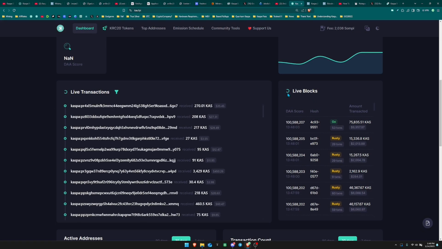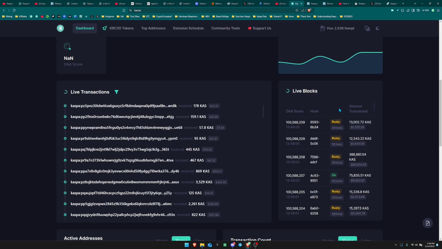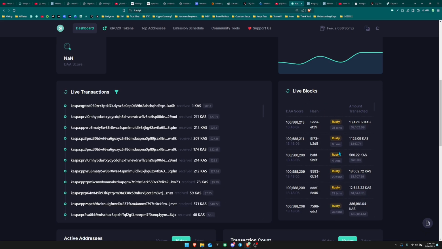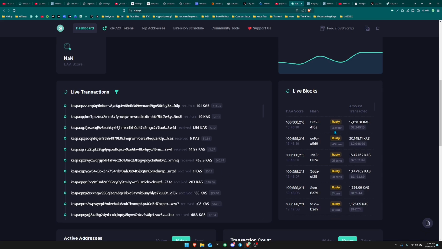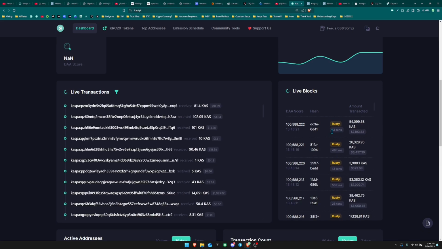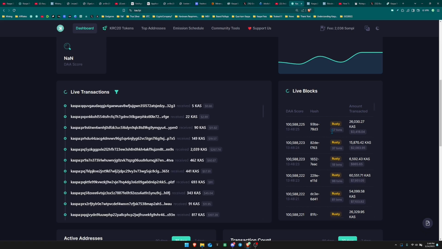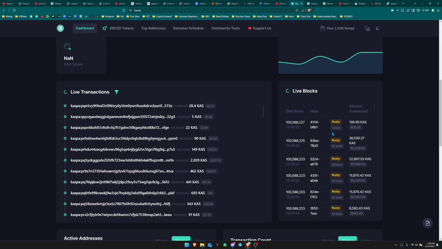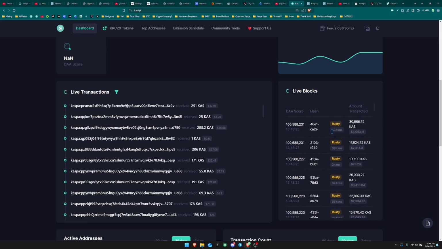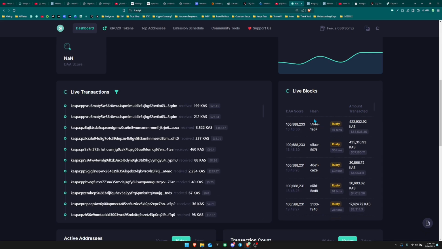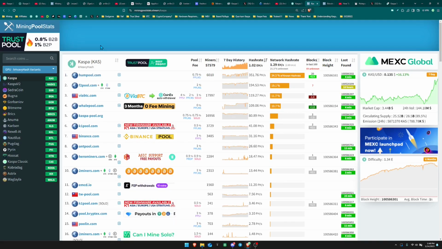You could see here that this is the live block count right now, and you can see that in each block that gets added, there's a certain amount of transactions in them. So anytime you do a transaction on the Kaspa network, your transaction is put into a block and a miner mines this block and gets rewarded for finding the block. Now there's two ways that you can mine Kaspa. You can either mine Kaspa via pools or you can mine Kaspa via solo mining.